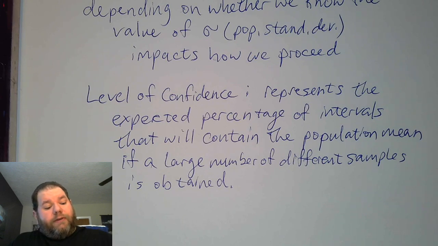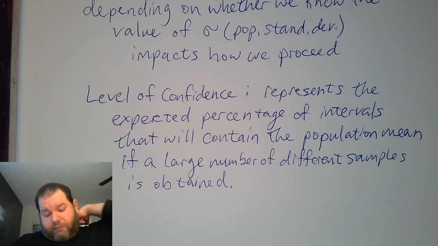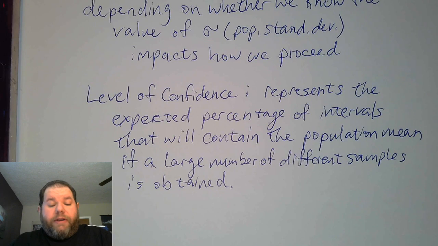Now, there's two things that go into creating a confidence interval, and those are having the point estimate, which we already know is x bar, and that will be provided to us, or we'll be given the means to calculate it, but usually it'll just be provided. And then we have what's called the margin of error. Margin of error is based on this level of confidence that we've been talking about.